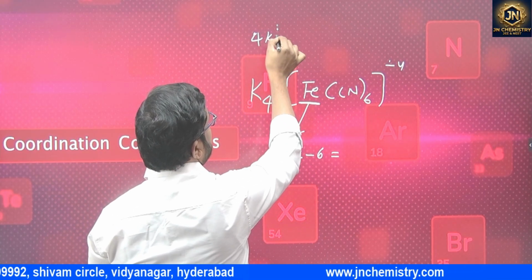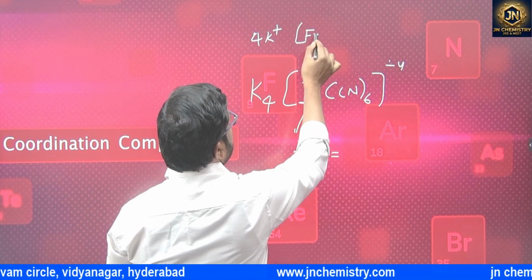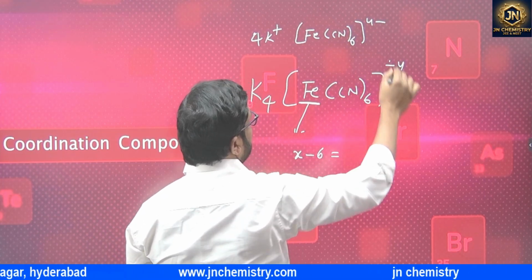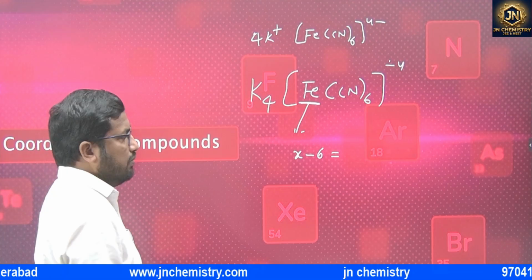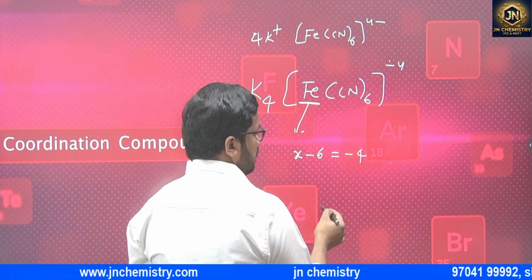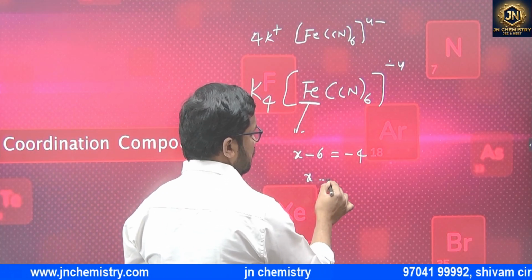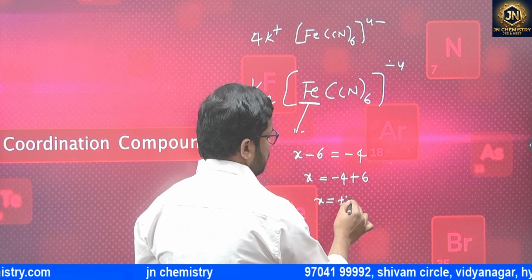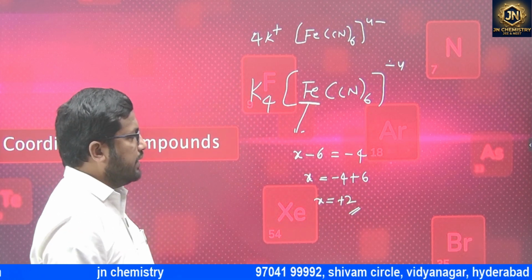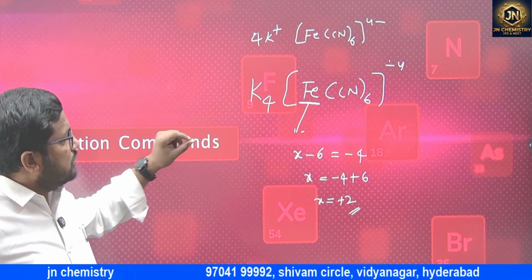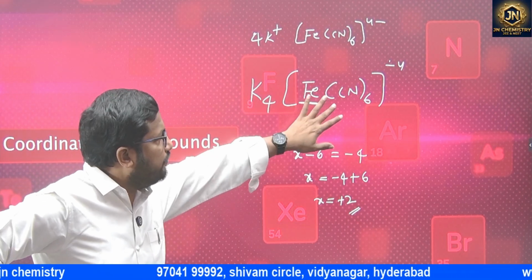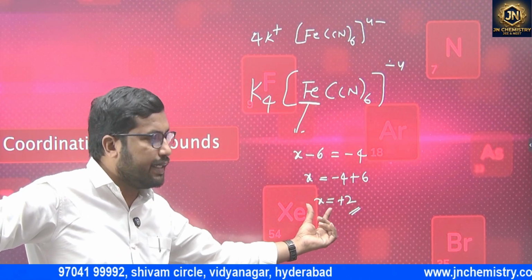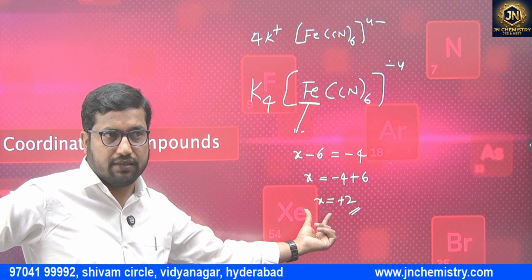So the complex [Fe(CN)6] has a total charge of -4. Then X is equal to +2. Why am I saying this? If we know the ligand, we can automatically find the oxidation state.